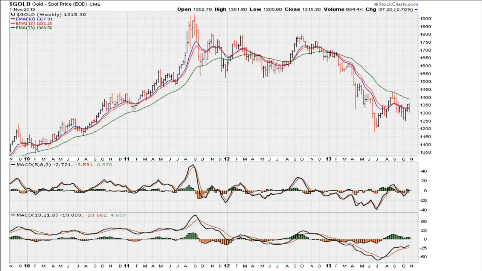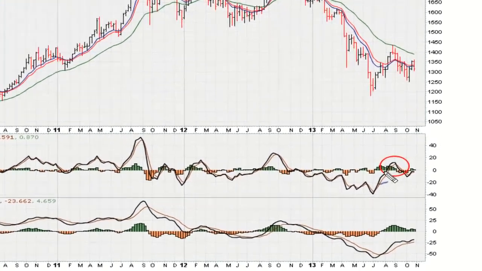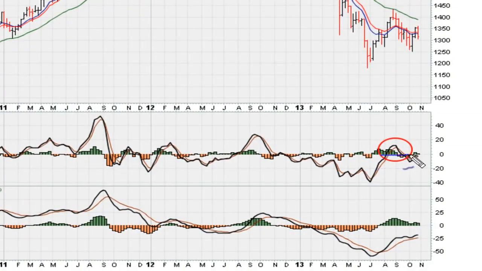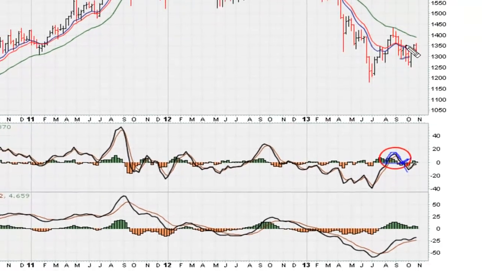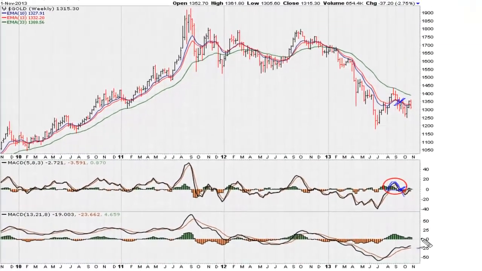Now recently, as you can see right now, there was yet another uniform action above the zero line. That looks like an inverted U. That is another sell signal. So we see this was also another sell signal.